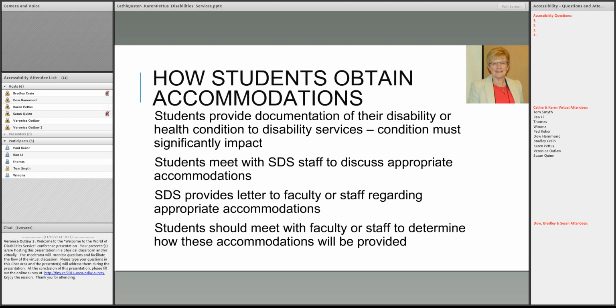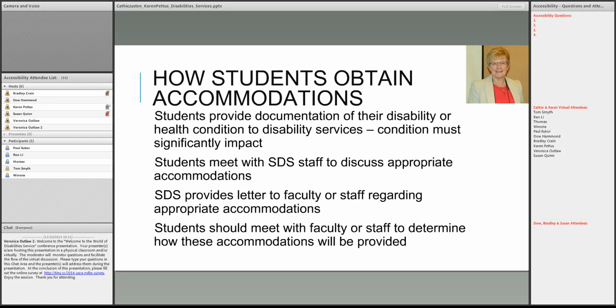So we're finding that we need to sit down with faculty. We need to know what is going on in their classroom. We need to know what the expectations are and help them understand why students need particular accommodations. With the significant increase that we're seeing in students with mental health issues, attendance has become a really hot topic.